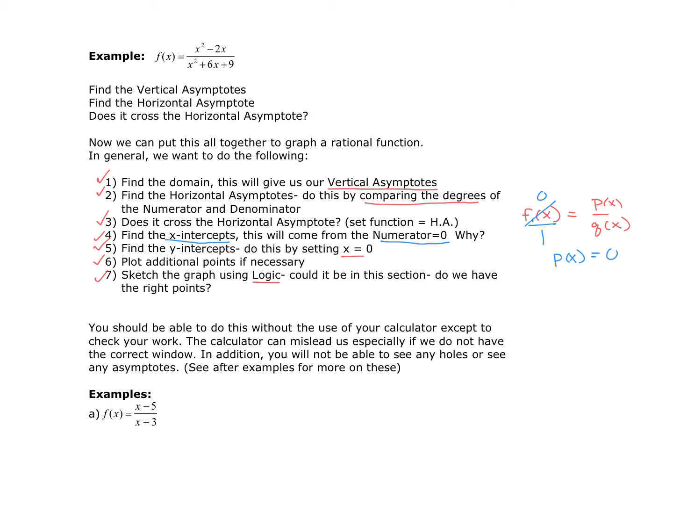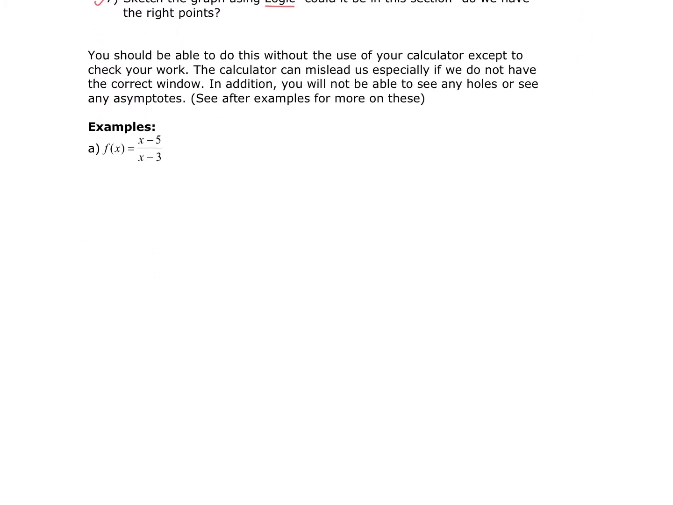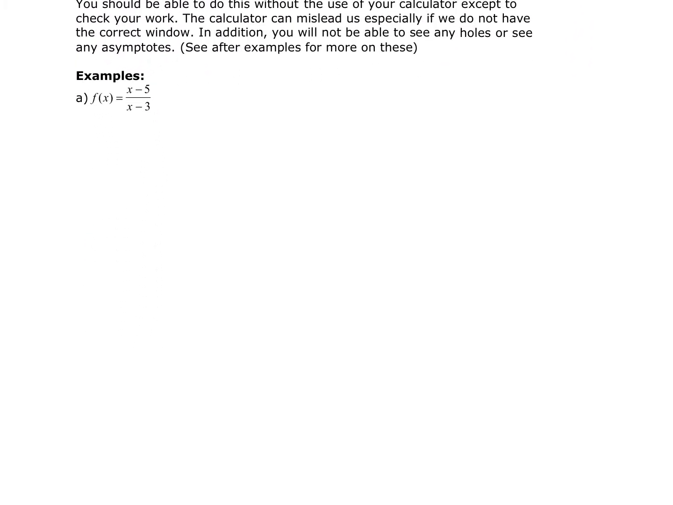So looking at our first example, f of x equals x minus 5 divided by x minus 3. We're going to start by finding our domain. And our domain comes from the denominator, and we notice that the number that makes x minus 3 equal to 0 is x equals 3. So for the domain, x cannot equal 3, and that leads us to our vertical asymptote, which is x equals 3.